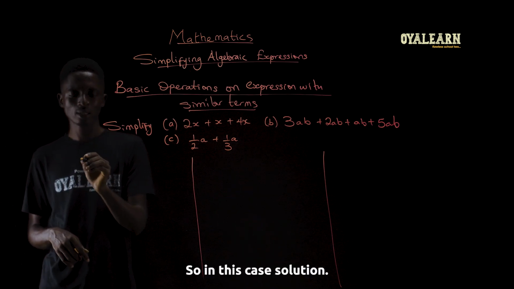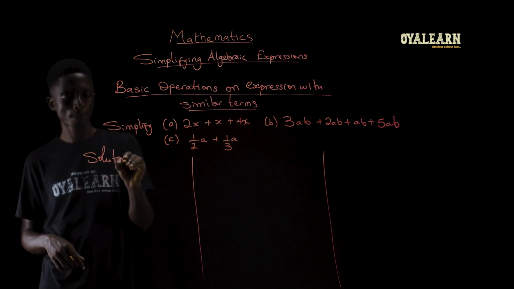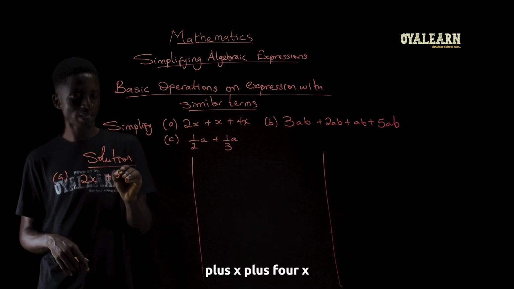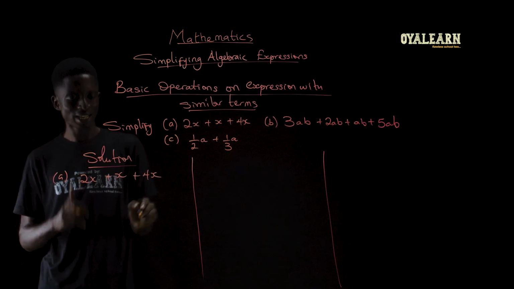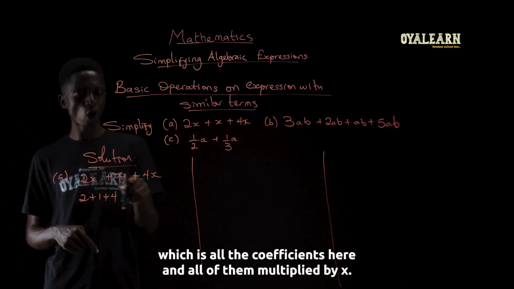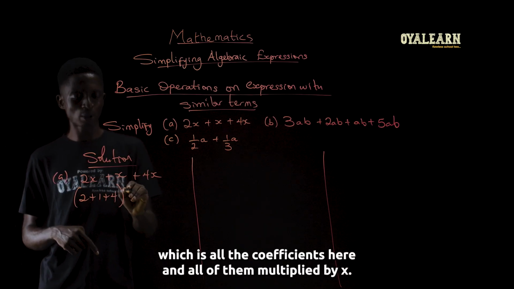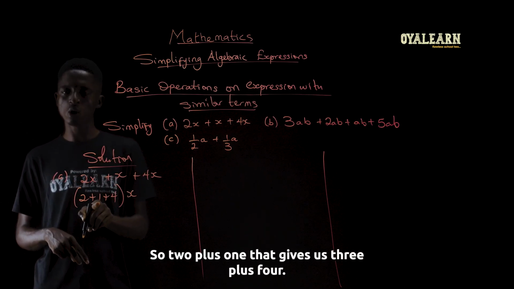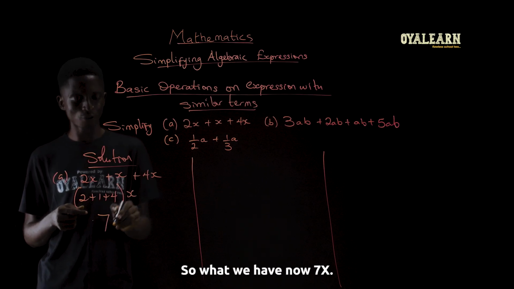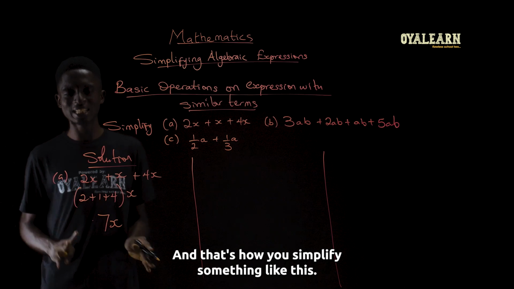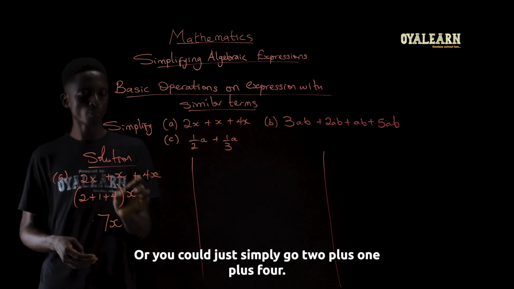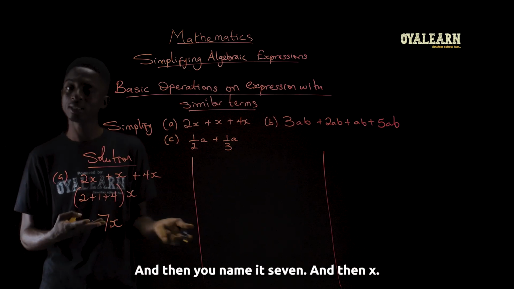So in this case, solution, when we have 2x plus x plus 4x, it is the same thing as saying 2 plus 1 plus 4, which is all the coefficients here, and all of them multiplied by x. So 2 plus 1 gives us 3, plus 4, and then we have 7. So what we have now is 7x. And that's how you simplify something like this. Or you could just simply go 2 plus 1 plus 4, and then you name it 7 and then x.